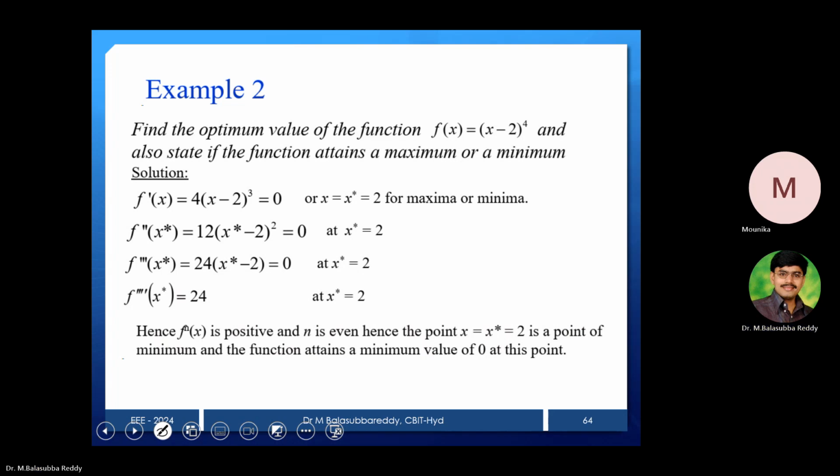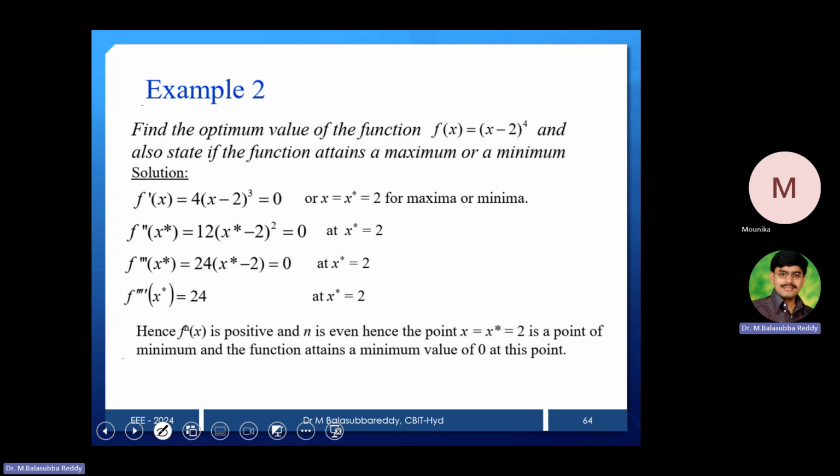Same thing, another problem. The function is given as x minus 2 power 4, and we are asked to state if the function attains a maximum or a minimum. In that case, we take f dash of x equal to 0. From that, x star is 2. Now, with the first differential equation, we cannot identify whether it is a maximum or a minimum. But if we do the second differential equation, then we can easily identify it.